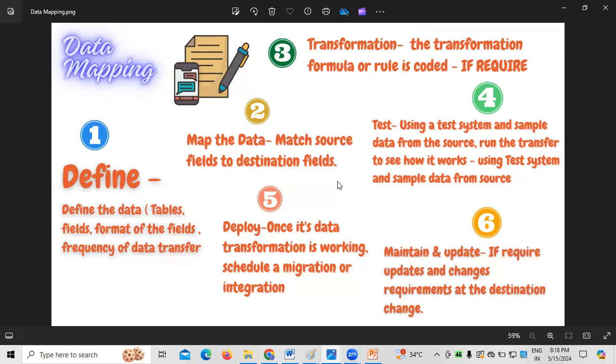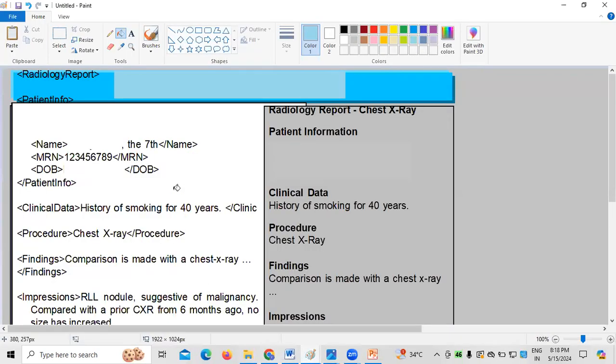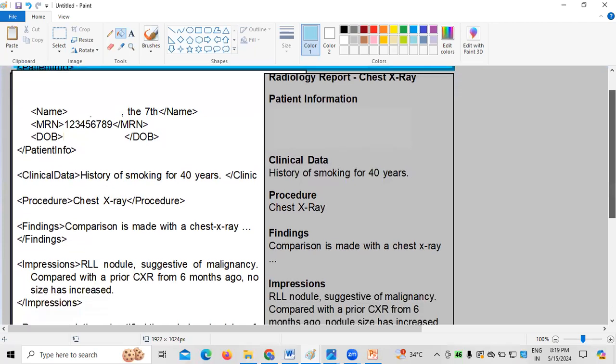For a logical example, there are some XML formats I will show you. Normally files will be in XML format. You can see over here, for example, this is the report, an XML format file. In this report, this is a radiology report. Of course, I have deleted some important information in this.